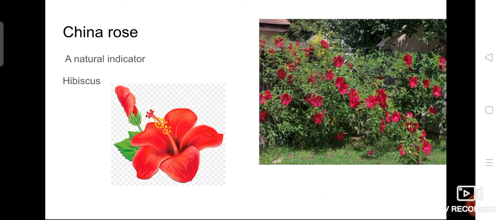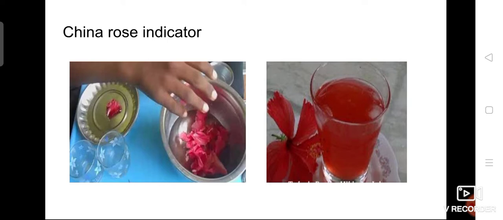Only the red petals. We take some China rose petals, only the red ones, and put them in a beaker. We collect the red petals of hibiscus alone and keep them in a beaker or bowl or whatever it is. Then we add some warm water. After adding the warm water, we leave it for some time without disturbing it at all.